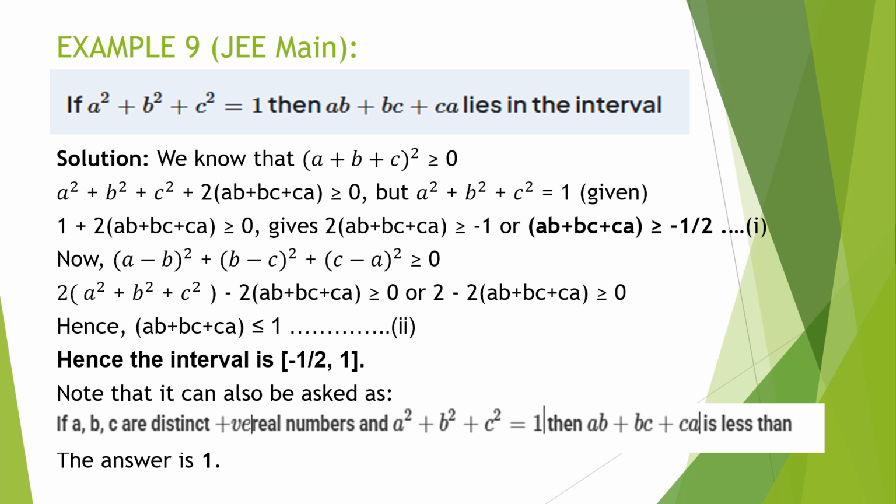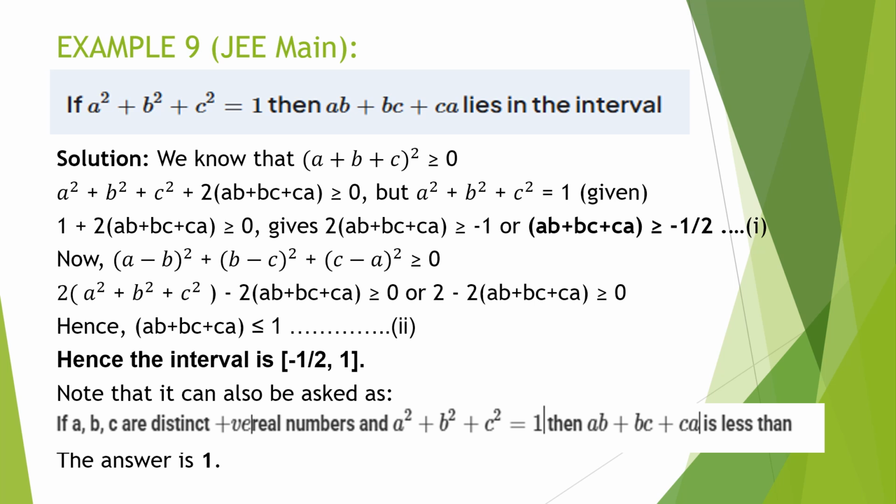So now we have two things: ab plus bc plus ca greater than or equal to minus half and less than or equal to 1. That means the interval in which it lies is the closed interval minus half to 1. So if you are asked to find the interval, the answer is the closed interval minus half to 1.